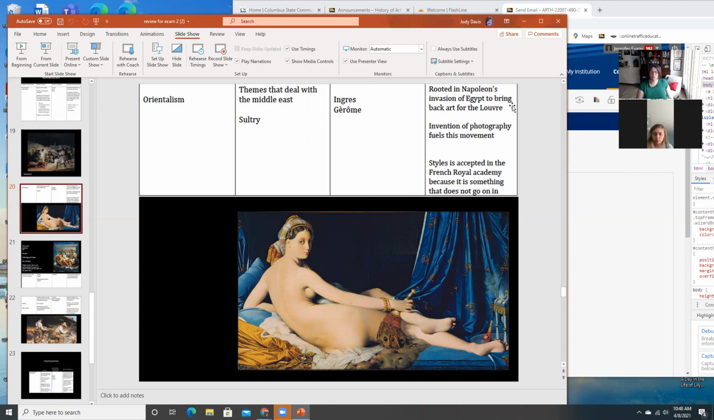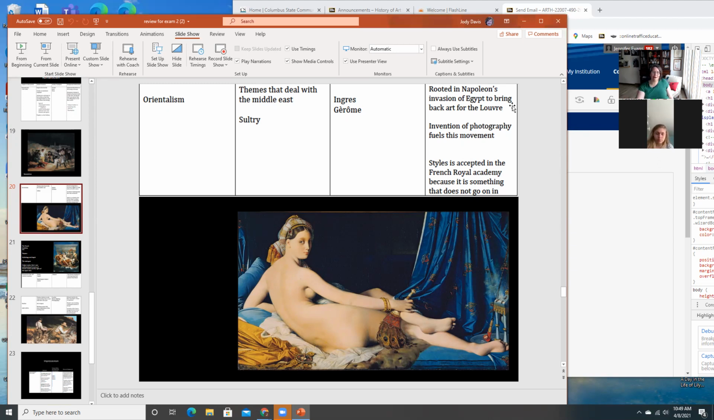Photography is invented and it fuels part of this movement. It's sort of the precursor to a new movement. And this style is accepted at the French Royal Academy in the Paris Salon, and I'll show you why. Oh well, if I had another slide, I would show you why. It sort of does this othering thing. It sort of separates France from those other people over there that do those horrible things.